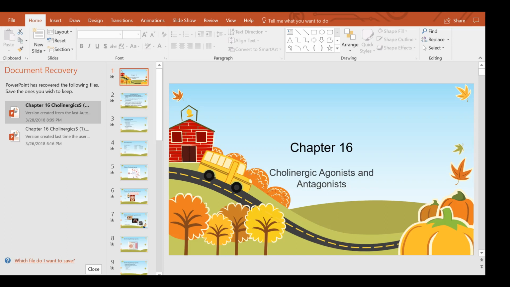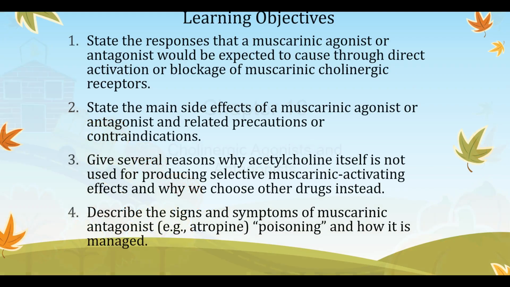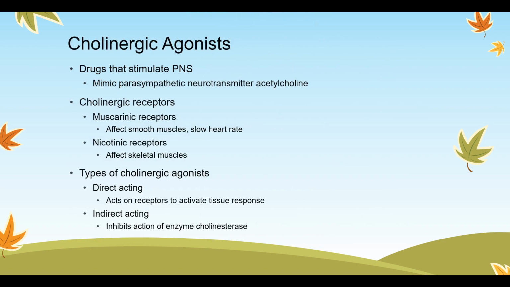This is Chapter 16, Cholinergic Agonists and Antagonists. I talked a little bit about that in the other slideshow where I showed the pictures. So cholinergic agonists, now we have to go to the other side. Instead of the sympathetic nervous system, now we're on the parasympathetic nervous system. So these are drugs that stimulate the peripheral nervous system or the parasympathetic. And it mainly works with the neurotransmitter called acetylcholine.